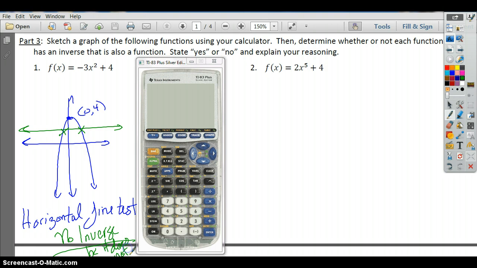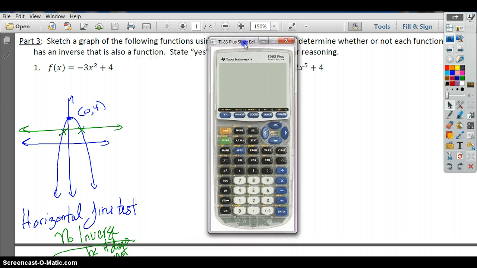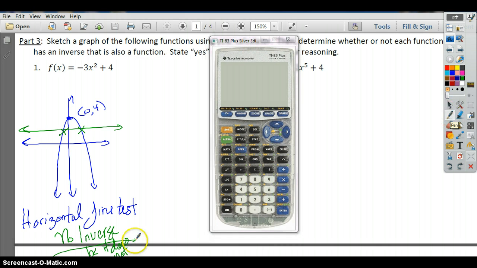Does not pass the horizontal line test, which means it won't have an inverse function. So if I go to graph that, you can't take the square root of a negative number.